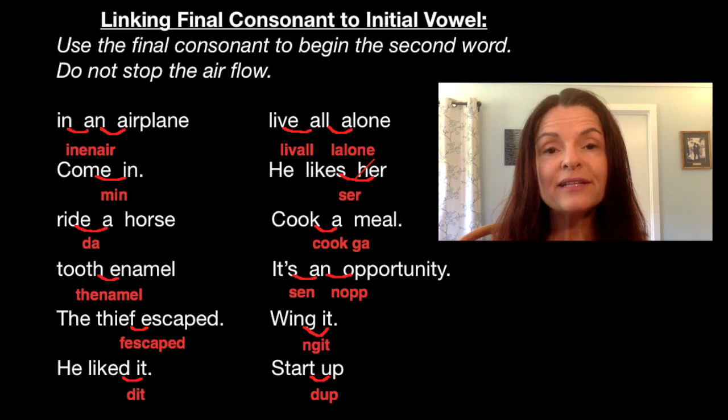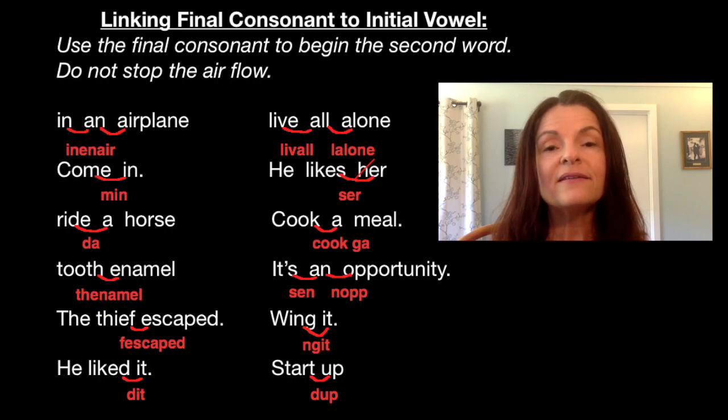It's an opportunity. You'll link the S in its to N. An becomes N, and you'll say sen. Itsen. Between an and op, you'll say nop. It's an op. It's an opportunity.